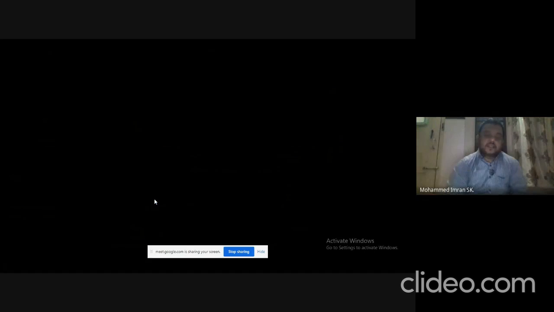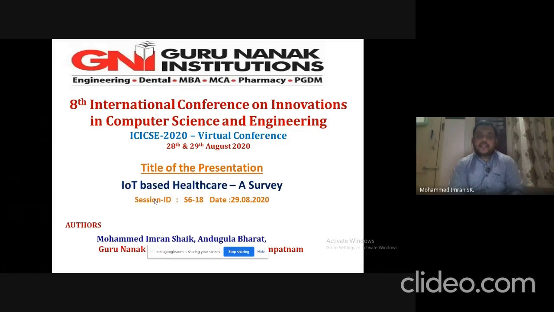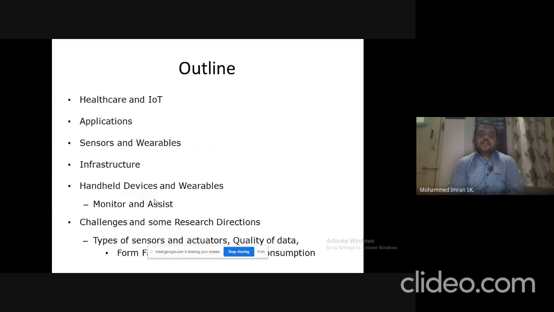So, here you can see the title is IoT based healthcare, Internet of Things based healthcare. So how this healthcare technology is helping the people, and how the IoT is helping in terms of healthcare. We'll be seeing these slides: healthcare and IoT introduction, applications of IoT, sensors and wearables. What are the different devices? Then infrastructure of IoT, handheld devices and wearables, how it monitors energies, and some challenges and directions. And this is a survey paper.